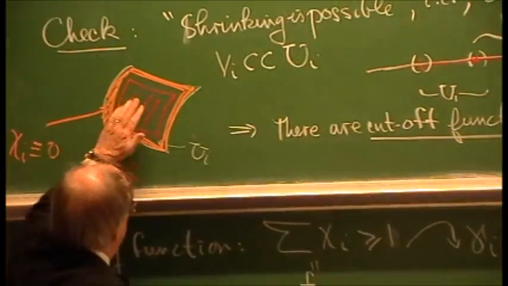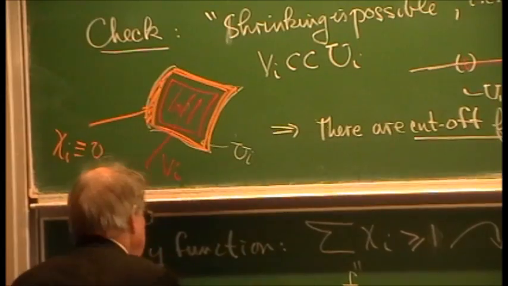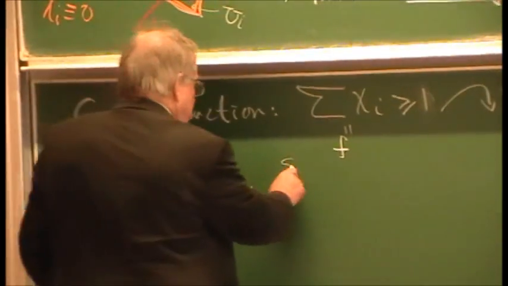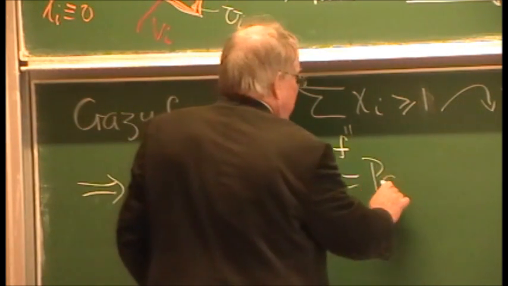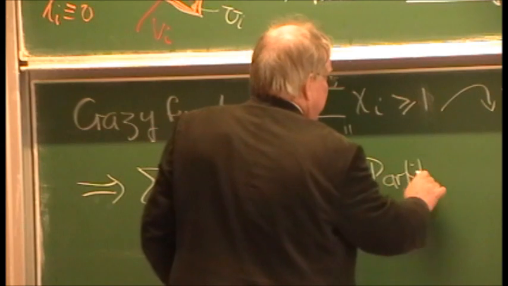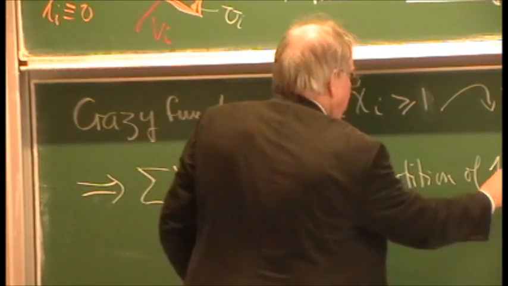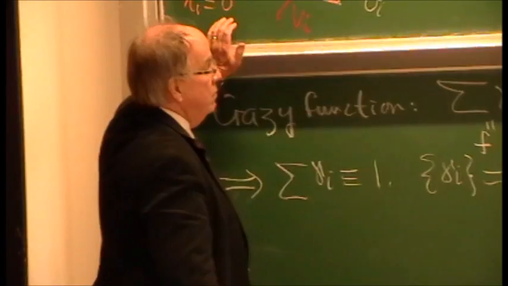That means the gamma_i's are something here and are cut off and so on. So that's what we call partition of unity. So this collection here, gamma_i, is called a partition of unity. Sometimes we just write partition 1, because it's 1 and we partition it into a sum of things. Okay? Very useful thing.